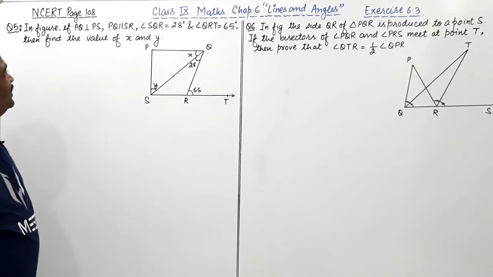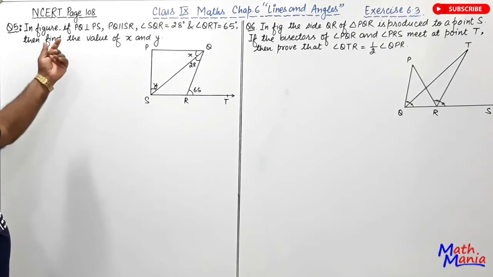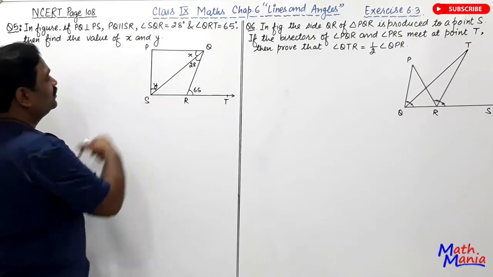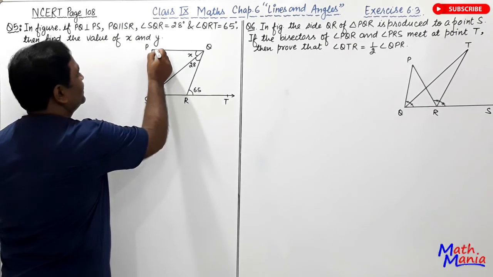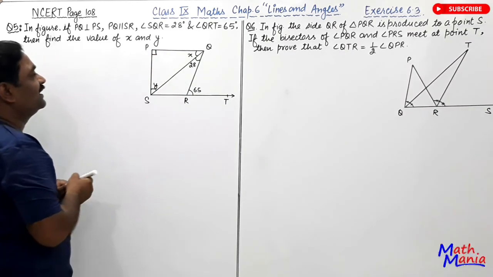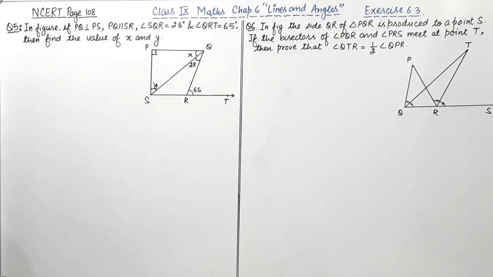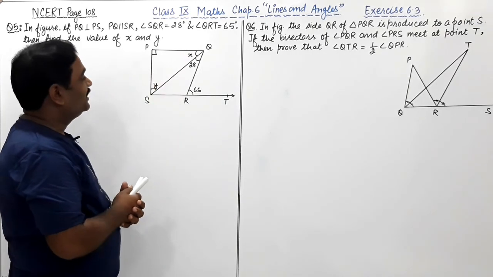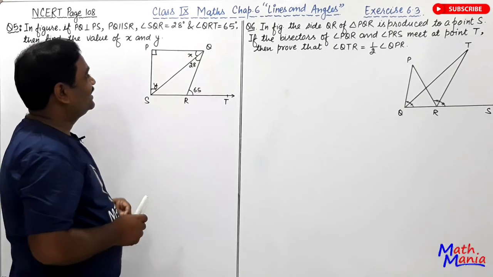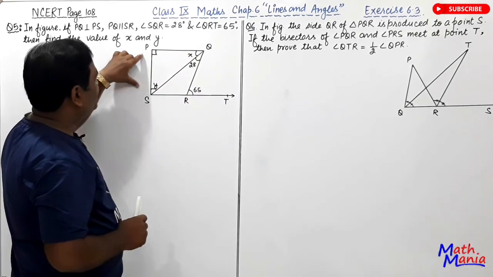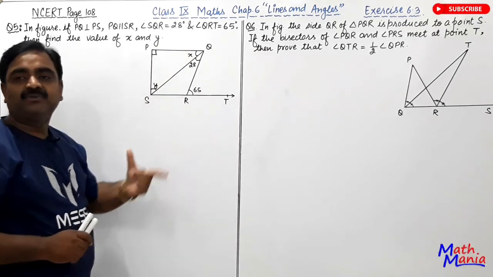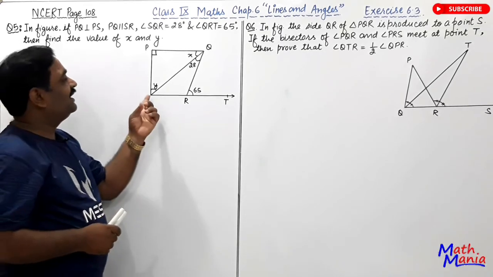In question number 5, it's given that in the figure PQ is perpendicular to PS. This line segment PQ is perpendicular to PS. Perpendicular means this angle is 90 degrees. PQ is also parallel to SR. Since PQ is parallel to SR and PS is perpendicular to PQ, therefore PS is perpendicular to SR also. Understood?